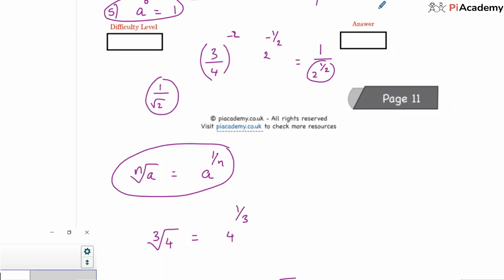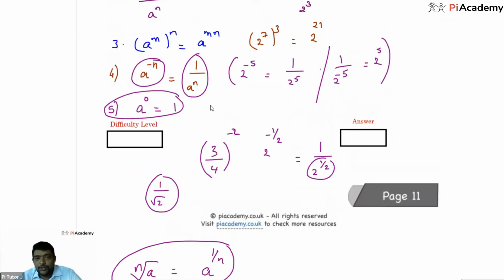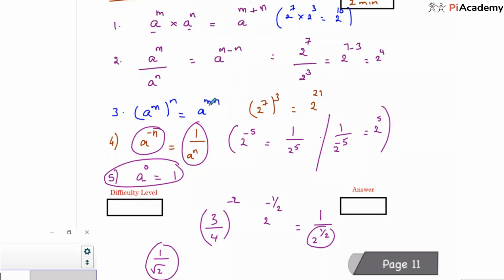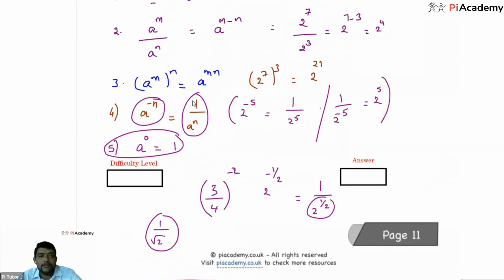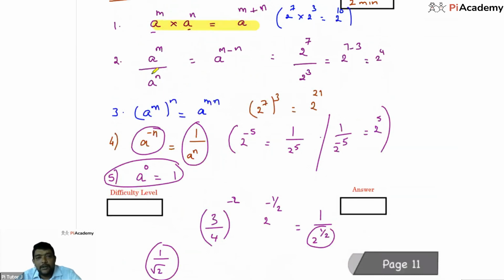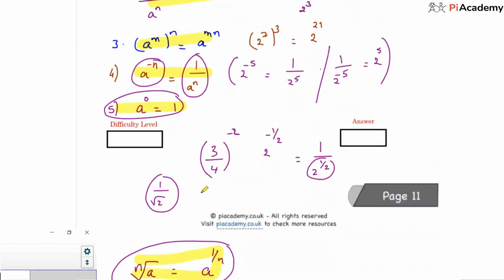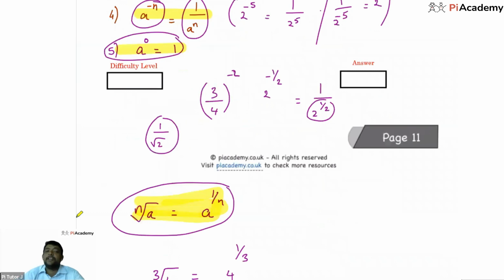Sir, sorry, please can you quickly scroll up for the rules? Just the last two that I had to copy down. Okay, this one? Yeah, this one. You want to copy them? Okay, go ahead. This is the first rule, the second rule, third one, fourth, fifth, and sixth. This is the 6 laws of indices. Yeah, thank you. Wonderful.